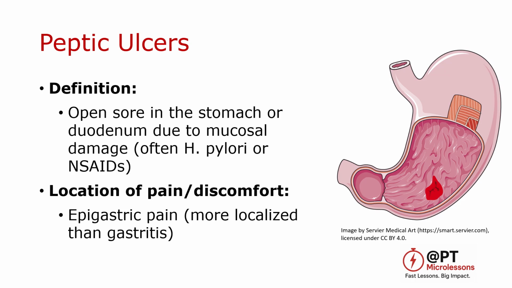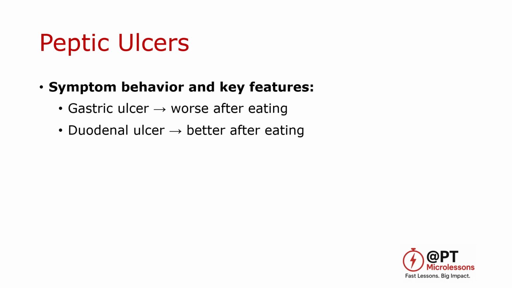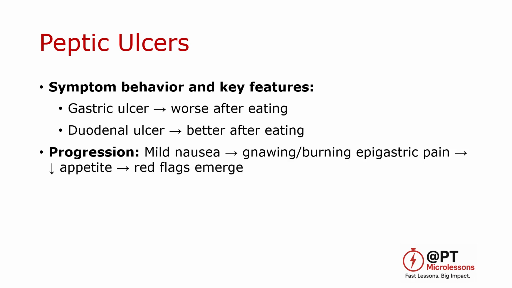Peptic ulcer disease is an open sore in the stomach or duodenum, most commonly associated with H. pylori infection or NSAID medication use. Pain is also epigastric, but typically more localized and burning. A key piece with peptic ulcers is meal timing. Gastric ulcers worsen after eating, while duodenal ulcers often improve after a meal. Symptoms can progress from mild nausea to a gnawing or burning epigastric pain, often with decreased appetite.